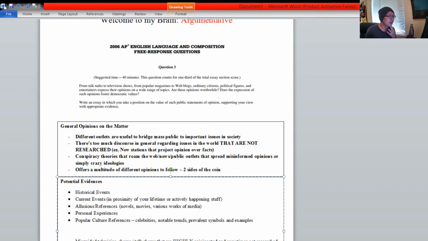Other things, it mentions popular magazines to web blogs. So I might talk about the fact that there are very accessible platforms, social media, that inform people quickly, but may not be entirely factual or accurate as possible. Other things, I need to think about at least 3 evidences, right? Because I need maybe 2 or 3 body paragraphs, which need to substantiate those with various aspects here.